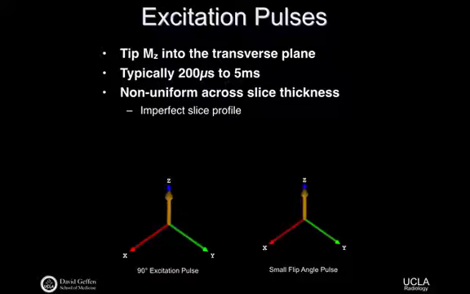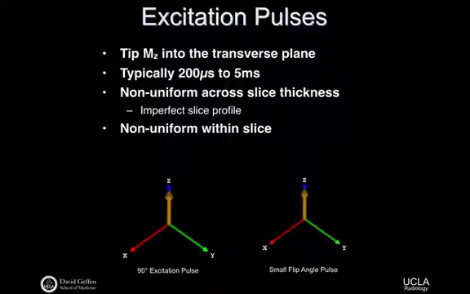Okay, so this leads to what's called an imperfect slice profile, which is good to keep in mind. When we look at an image, we think of it as an infinitely thin two-dimensional representation of the body. But it's not. It has some thickness, and in fact it's been non-uniformly excited across the slice thickness as well. And we talked before about how it could be non-uniform within the slice, the so-called B1 inhomogeneity.